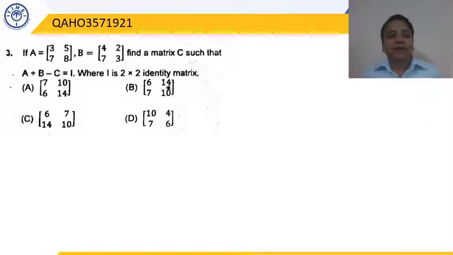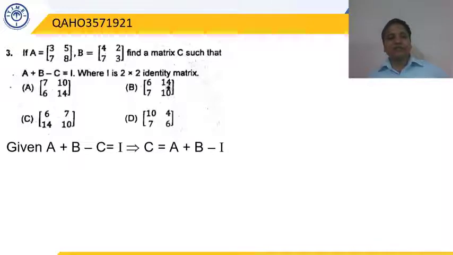Now let's see. We have to find the value of C. Can we say simply, given that A plus B minus C is equal to I, this also implies matrix C is equal to A matrix plus B matrix minus identity matrix. So in a nutshell, we have to add the two matrices, A and B, and then subtract the identity matrix from the result. That means you have to add A plus B, then subtract the identity matrix. Now this becomes easier. We also assume the identity matrix is a 2 by 2 matrix, which is given also.